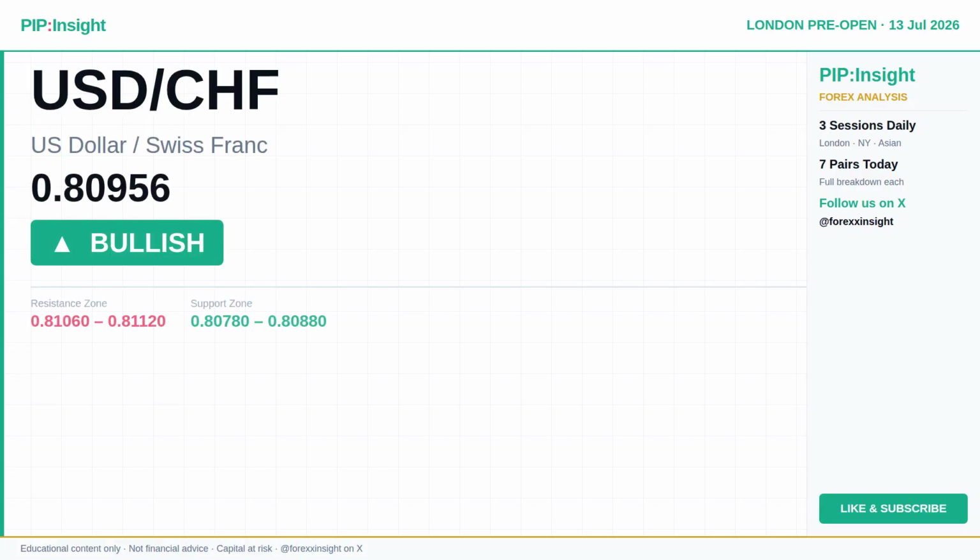Dollar Swiss. The chart is showing bullish structure on this session. The 4-hour trend is to the upside and the 1-hour is also pointing higher. Resistance is marked between 0.8106 and 0.8112. Support is marked between 0.8078 and 0.8088. Here is the full chart breakdown.